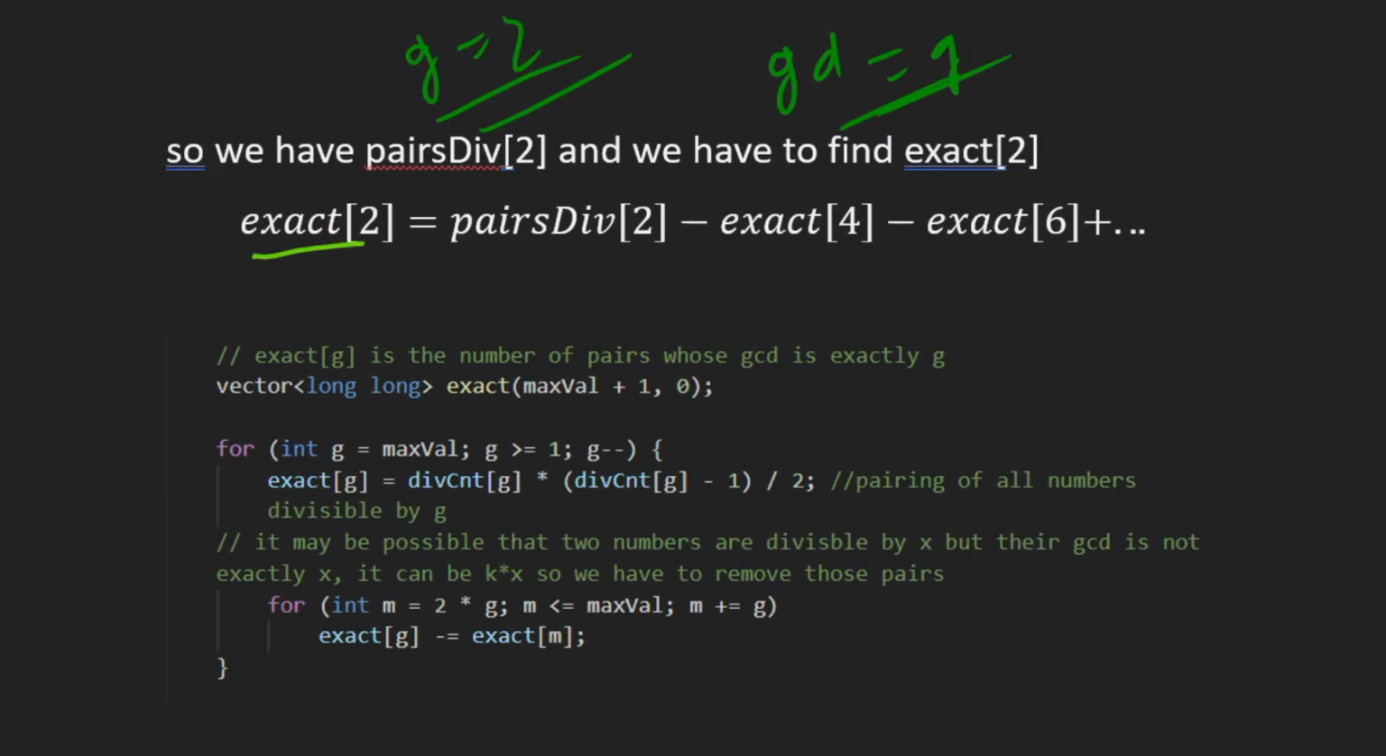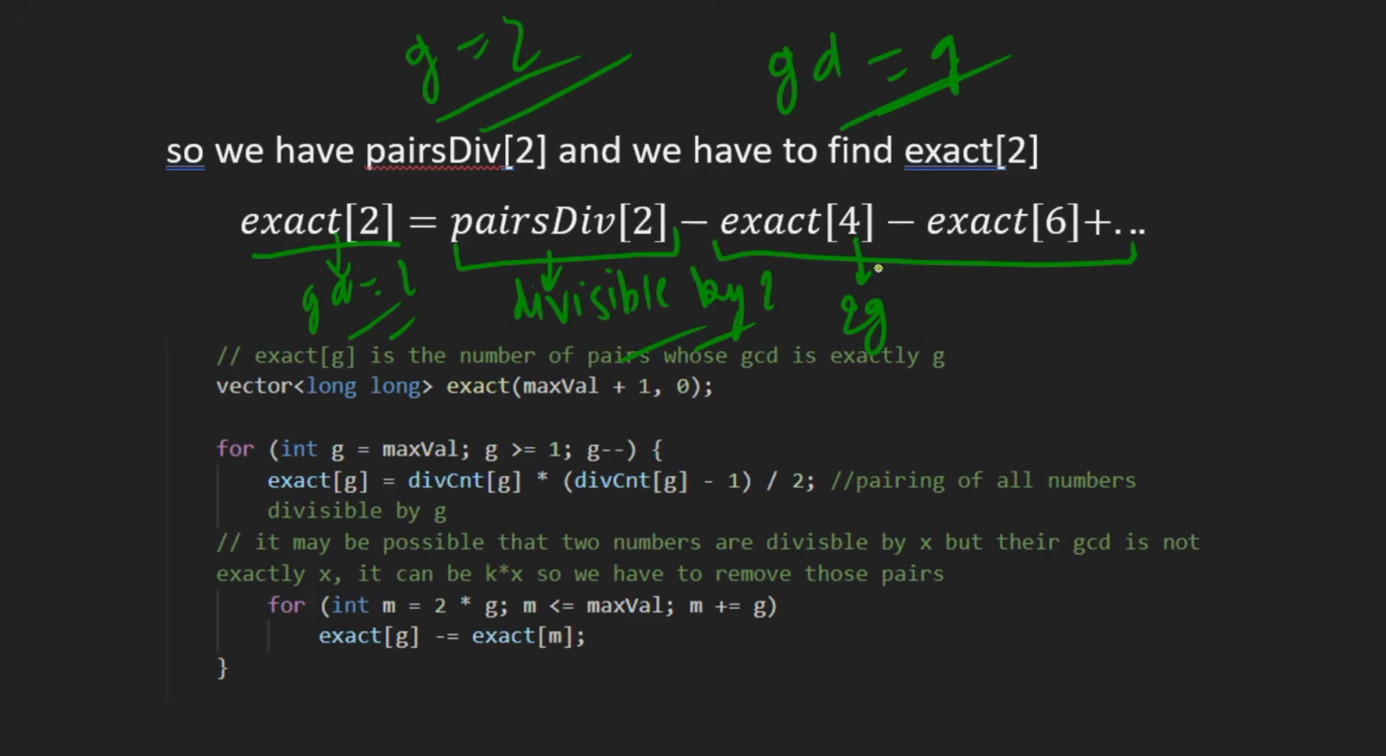So to find the pairs that have GCD equal to 2, we'll take all the pairs which are divisible by 2, and then from those pairs we'll subtract those pairs that have GCD equal to 2Z, GCD equal to 3Z, GCD equal to 4Z, and so on, right? So let's see the code part.